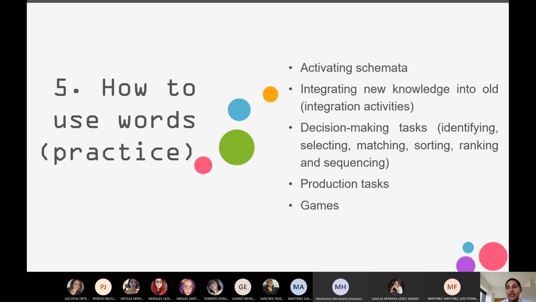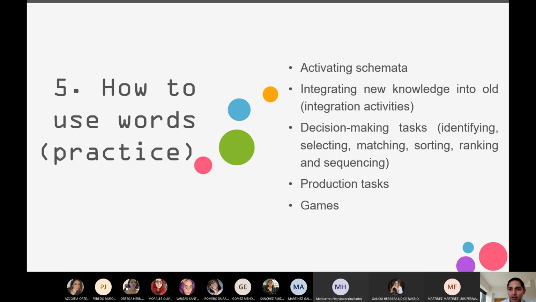Now, the next stage, the second one, which is practice, how to use the words. Well, you need to activate students' schemes, okay? You need to take into consideration the words that they previously know. How you're going to work on those words, and how are you planning to add more words to what they previously know, okay? This is usually done by means of warm-up activities and getting students involved.